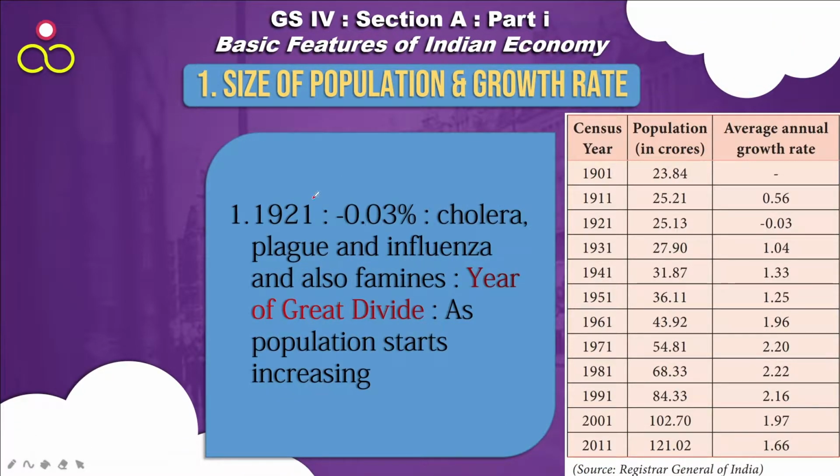There are some important years. 1921, what happened in 1921? In 1921 you can see the growth rate is negative 0.03%. From 1911 to 1921 the population decreased from 25.21 to 25.13. There was no increase in population. The reason is cholera, plague, influenza, and also famines that happened during this period, 1911 to 1921. The year 1921 is also told as the year of Great Divide, because after 1921 the population again started increasing. So 1921 can be considered as a boundary point after which the population started increasing. So it's called the year of Great Divide.